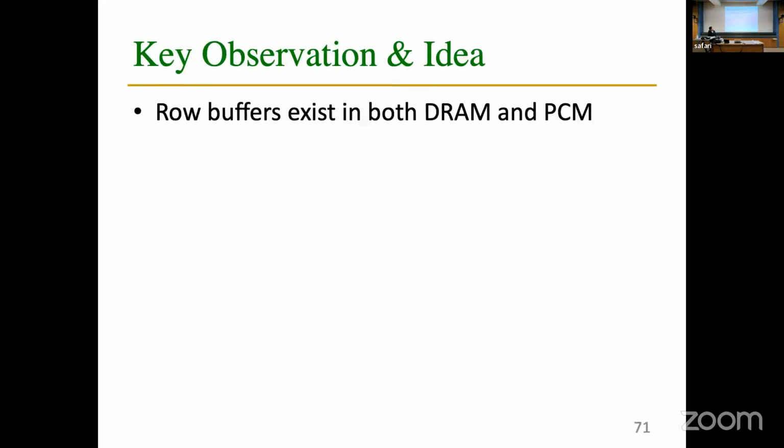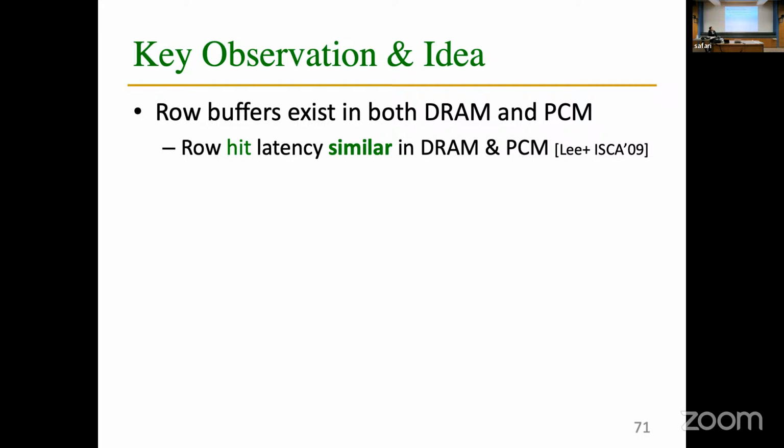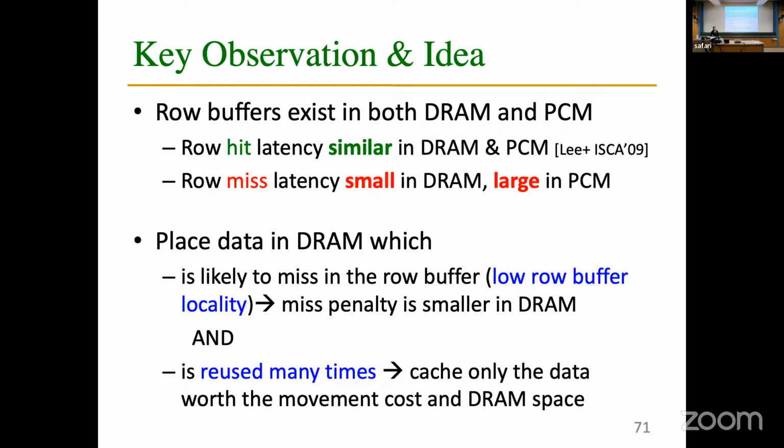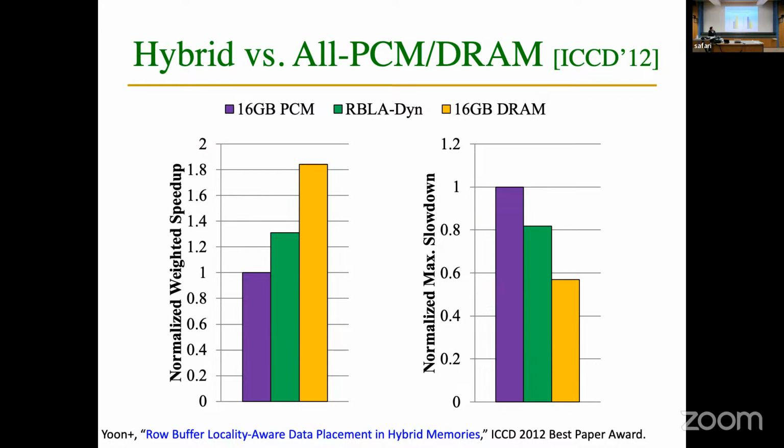And the key observation and idea here is to use the row buffers, since they exist in both DRAM and PCM. However, the row hit latency is similar in DRAM and PCM, but the row miss latency in DRAM is much smaller compared to the PCM row miss latency. So we consider placing in DRAM the data which is likely to miss the row buffer, since the DRAM has a lower row buffer miss penalty. And the data should be reused many times, since the cache can only bear the movement cost and the DRAM space.